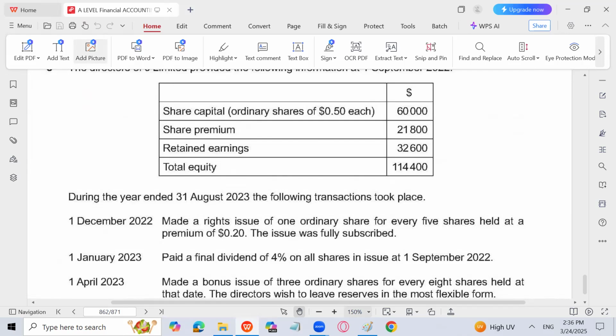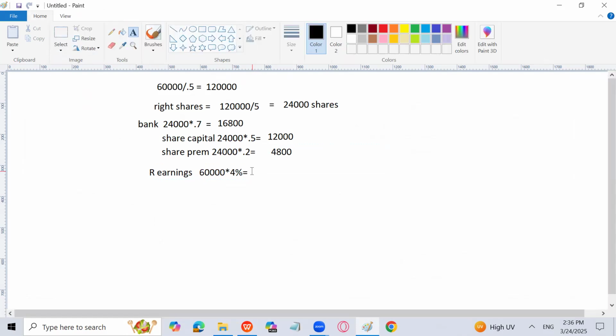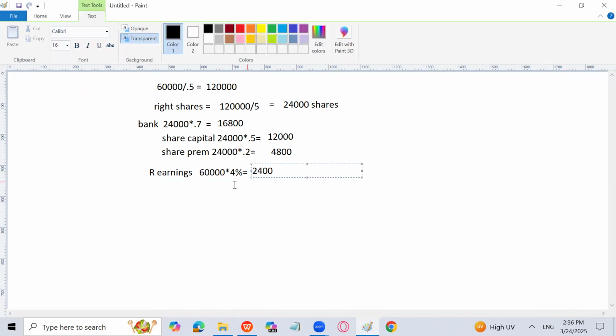So 60,000 multiplied by 4% will be your dividend, and the entry for the payment of dividend is retained earnings debit into 4%, 2,400 retained earnings debit and bank credit. You can also write dividend debit and bank credit, but the better choice is to debit retained earnings because the amount is going to be subtracted from retained earnings.